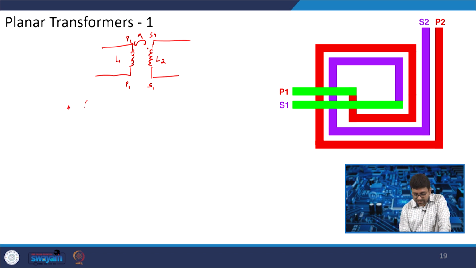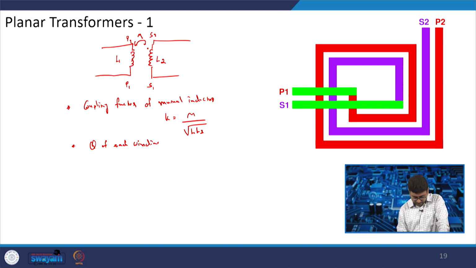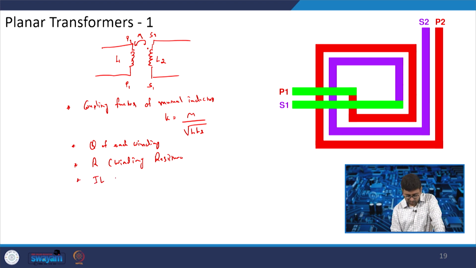So, the coupling factor of the mutual inductor is given by K equals M divided by the square root of L1 into L2, and inductance L already depends upon how you are making the turns, the number of turns, and the space. Important is the quality factor of each winding, R, that is the winding resistance, and insertion loss. So, insertion loss between these two is because of the substrate.